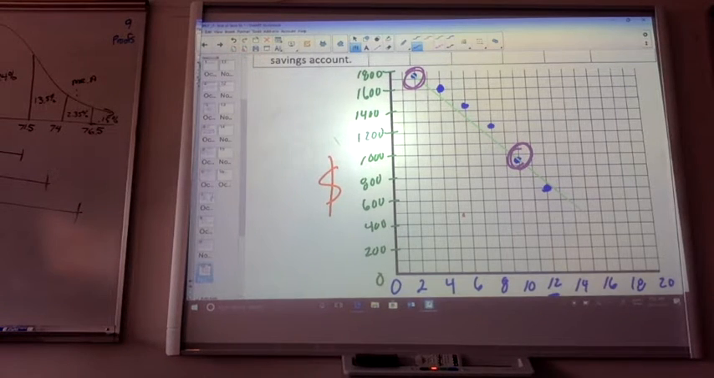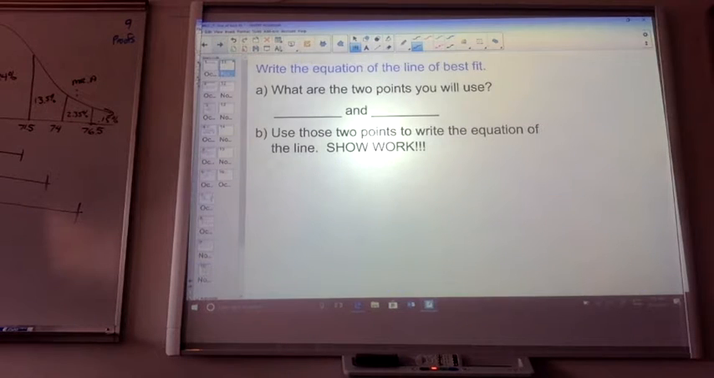All right. Where are we at? So what are the 2 points? I have the first and the 5th point. The first point is (2, 1750). And the 5th point is (10, 950). Okay, and again, those are the 2 points that we chose. We're going to have to figure out the slope.